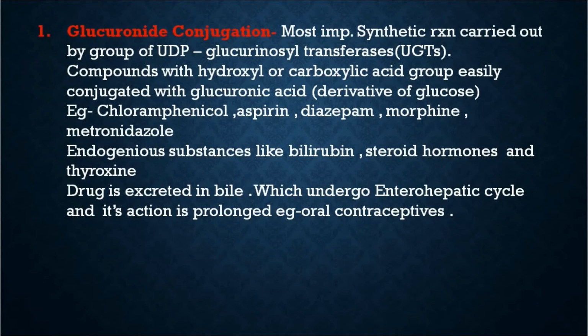Glucuronide conjugation is the most important synthetic reaction, carried out by a group of UDP glucuronosyl transferases. Compounds with hydroxyl or carboxylic acid groups are easily conjugated with glucuronic acid. Examples: chloramphenicol, aspirin, diazepam, morphine. Endogenous substances like bilirubin and steroid hormones.